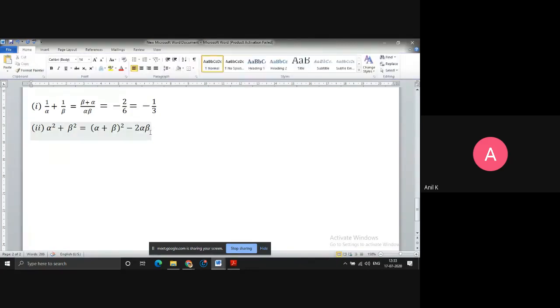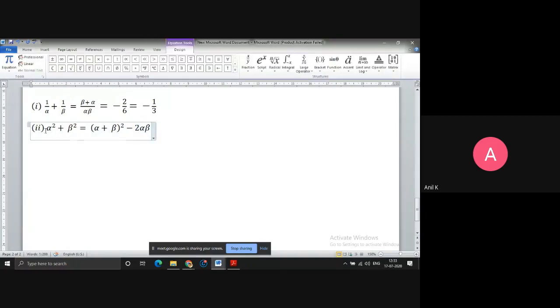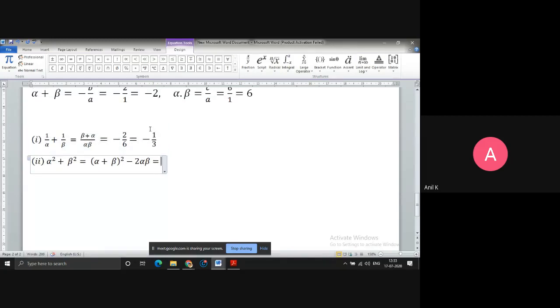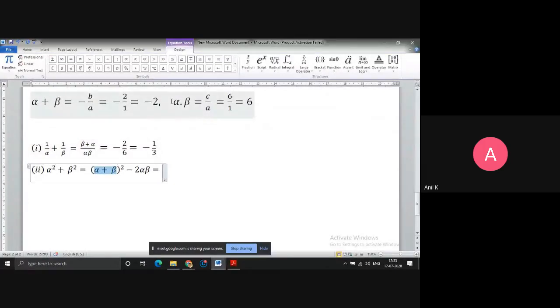Is this formula okay? Does everybody agree with this formula? You already know the formula, but in a different way. We studied it as alpha plus beta whole square equals alpha square plus beta square plus 2 alpha beta. So that plus 2 alpha beta, I brought to the right hand side, so it becomes minus 2 alpha beta. We are just rearranging the terms from the known formula. Now here, alpha plus beta value we know. Alpha plus beta value is minus 2, so minus 2 whole square.